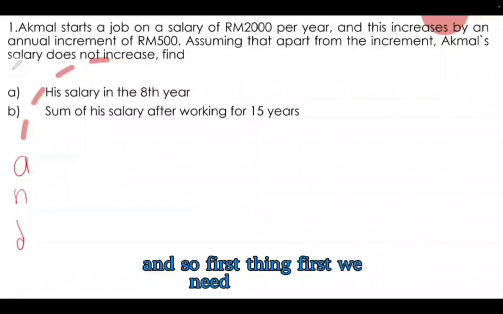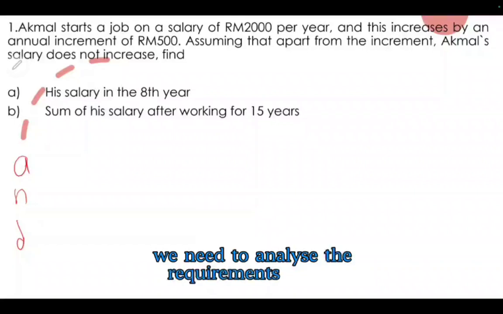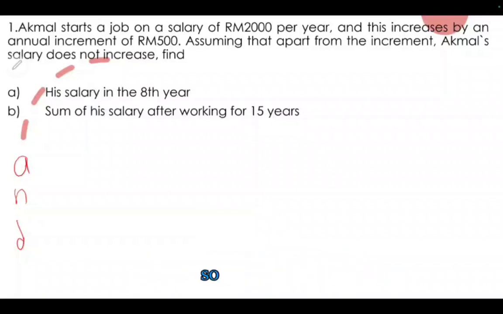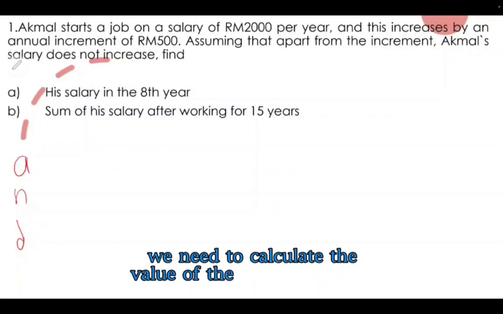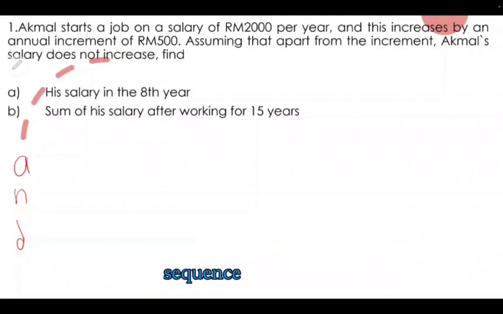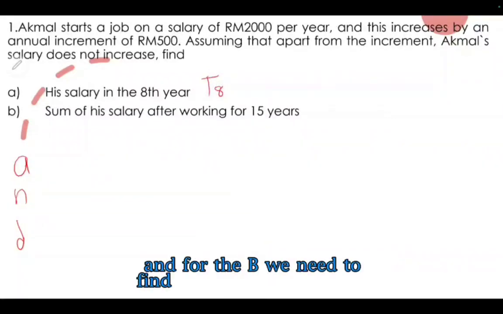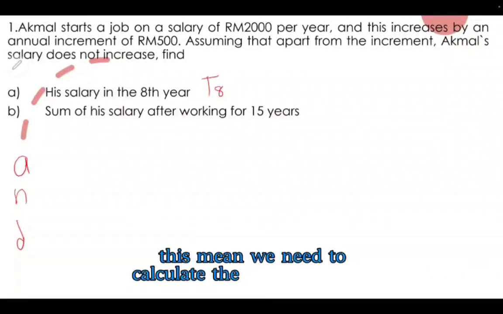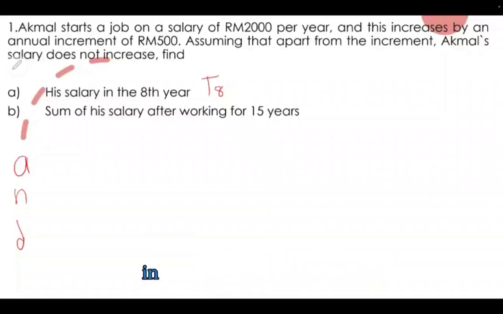So first thing first, we need to analyze. We need to analyze the requirements of the questions. So for A, we need to find Amal's salary in the 8th year. So this means we need to calculate the value of the 8th term in the arithmetic sequence, which is T8. And for B, we need to find the total salary amount earned after working for 15 years. This means we need to calculate the sum of the first 15 terms in the arithmetic sequence, which is S15.